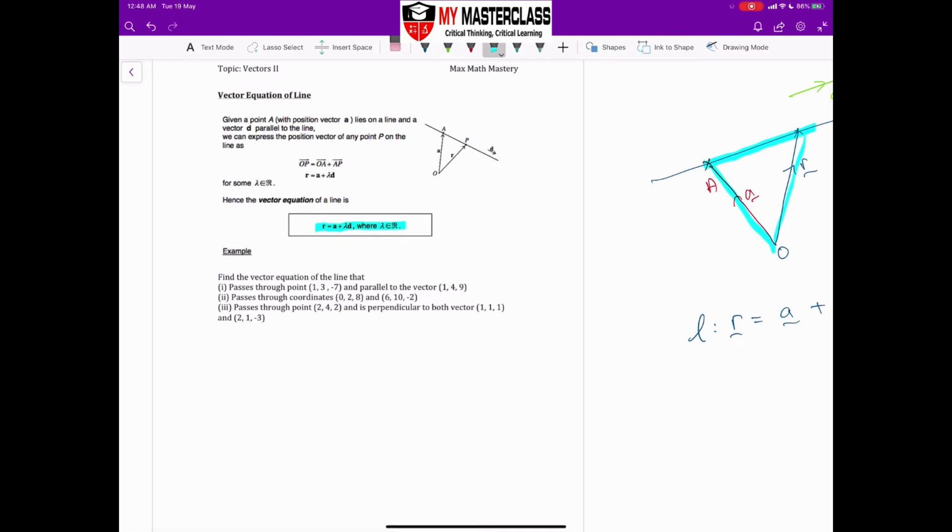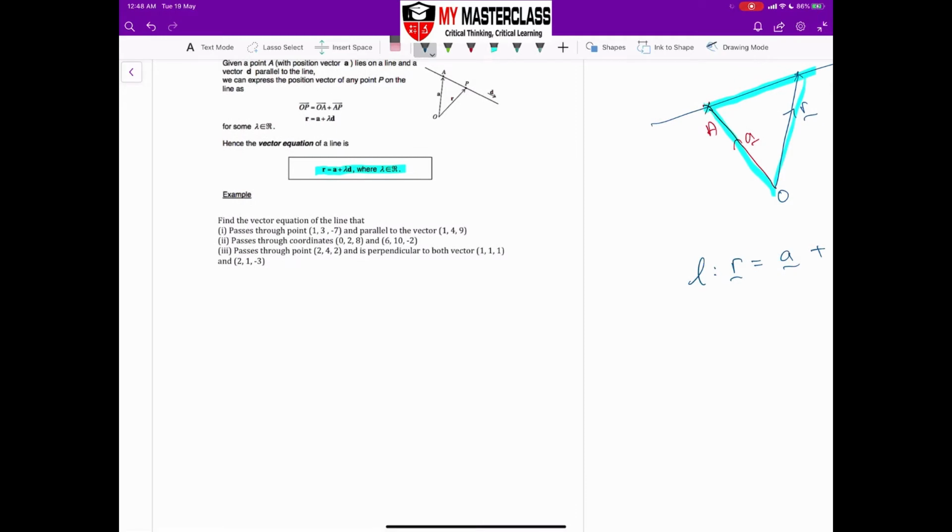We're going to talk about these three examples. First example: the vector equation of a line that passes through (1, 3, -7) and is parallel to the vector (1, 4, 9). So we're going to create a line equation. Part 1: line r is equal to a point that lies on the line, in this case (1, 3, -7), plus the direction that the line is parallel to, in this case λ(1, 4, 9), where lambda is a real number.